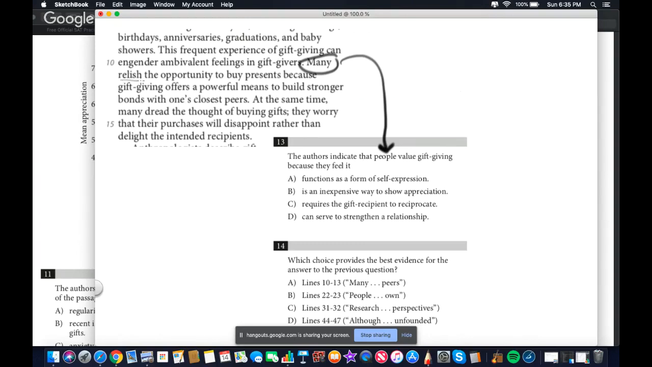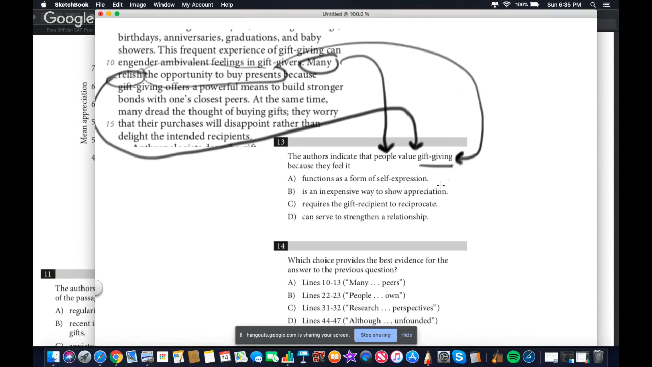Many relish the opportunity. That's relish, even just the word relish, is value. And gift giving is the opportunity to buy presents. Because they feel gift giving offers a powerful means to build a stronger bond. So, build a stronger bond is perfect for strengthen a relationship, right? So, there we go. That's the right answer.